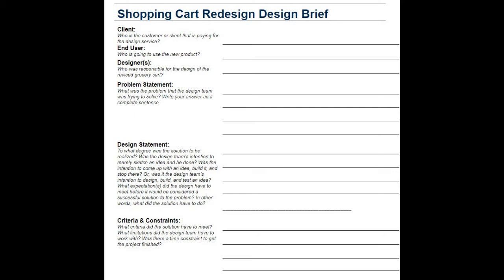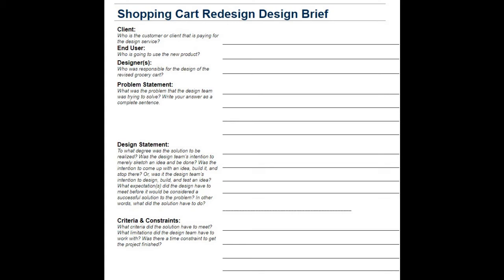The next three things is figuring out what's going on with what you're doing. So you're looking at the actual thing and responding to that. So your problem statement. Okay? If you look underneath that, it says, what was the problem the design team was trying to solve? Okay? Write your answer as a complete sentence. So a couple things on the problem statement. Okay? The problem statement should be writing out what the issue is, but it's not giving the solution.